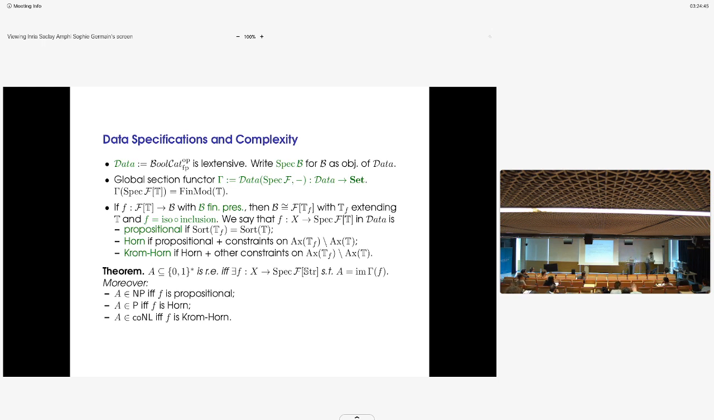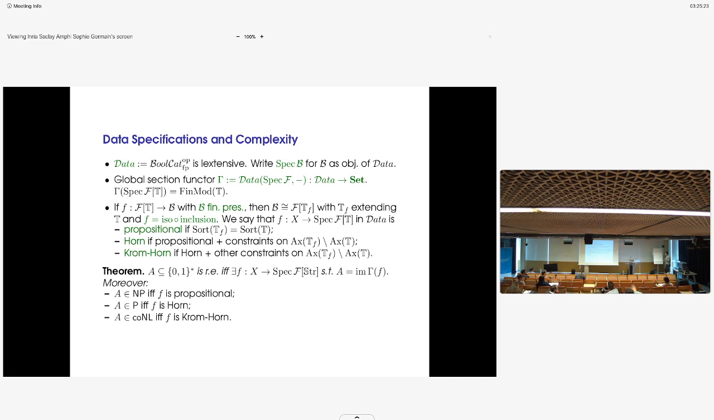So now I have strings, I have maps. And what I can do is consider a morphism in data above Spec of F of string. And now take this Spec of F. Remember, this is just a binary string. Now I can ask myself the question: does there exist a map from here to here such that this factors through this? Can I lift this map here?